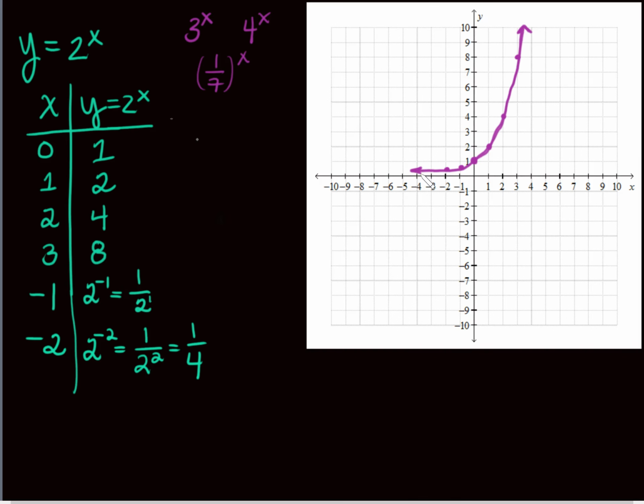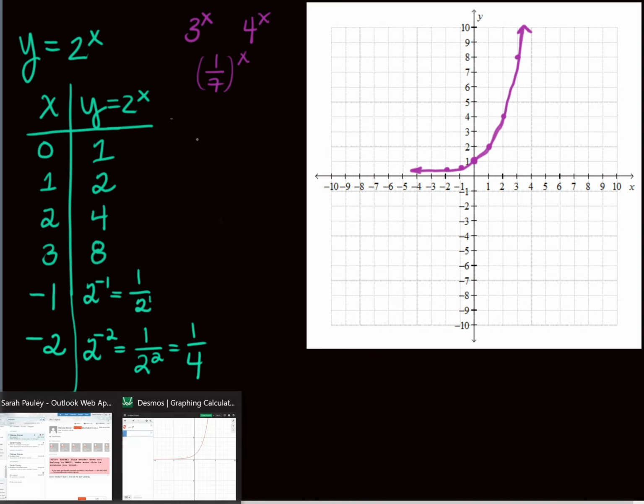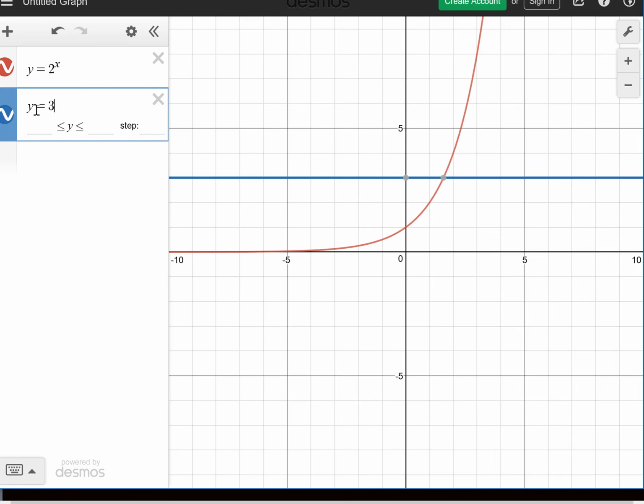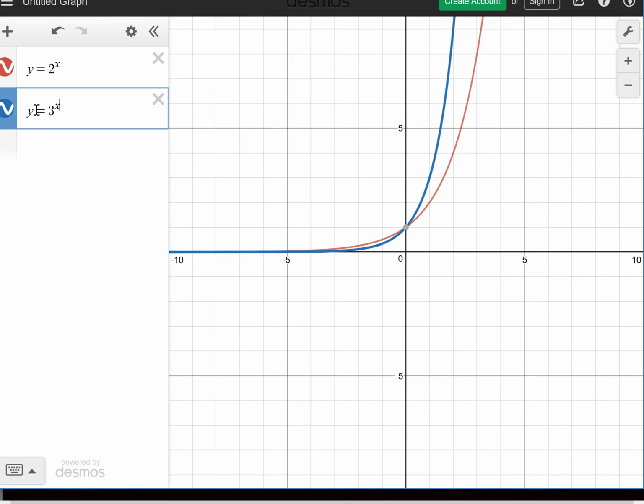So as you can see, this is 2 to the x. So 3 to the x, 4 to the x, very, very similar to kind of what 2 to the x would look like. Let's look at some of those if I can pull this up correctly. So here's my 2 to the x. Let's kind of mess around with this and see what happens when I have something like 3 to the x.